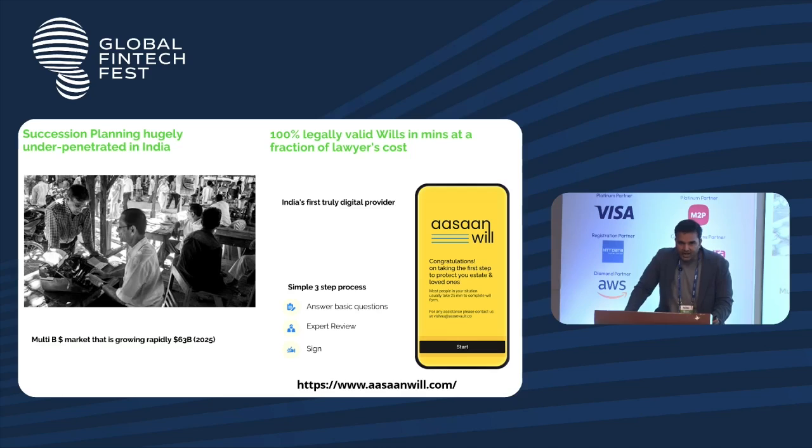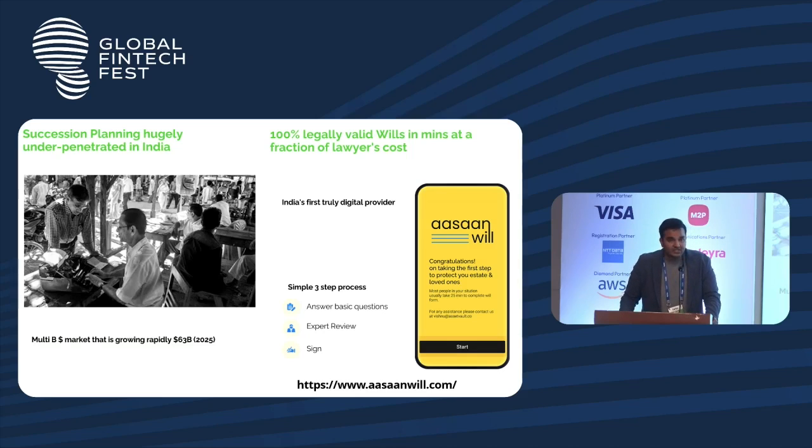So we are introducing Asan Will in India. For those who don't speak Hindi, Asan Will means easy will. And a will is the simplest financial document that ensures that intergenerational wealth transfer is done seamlessly. So we're picking a very old problem, a very archaic problem, and a problem that addresses each and every one of us. However, we're using technology to make it easy.